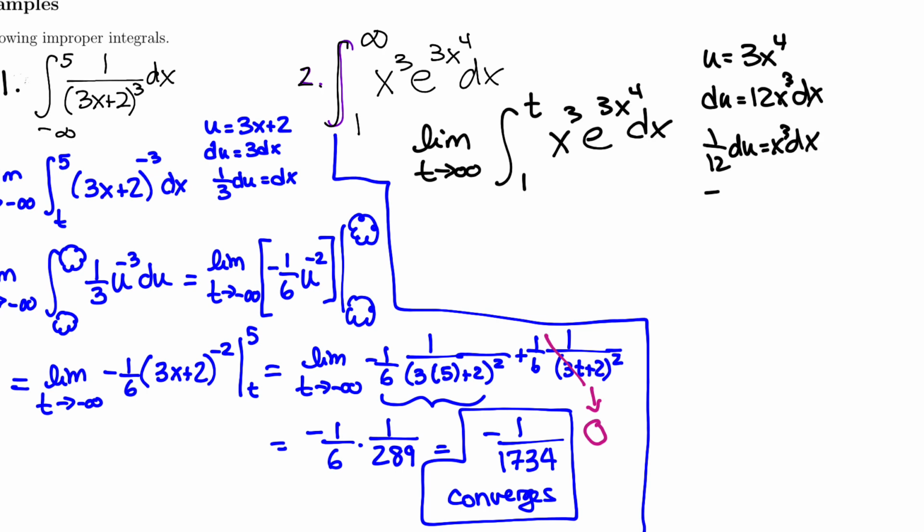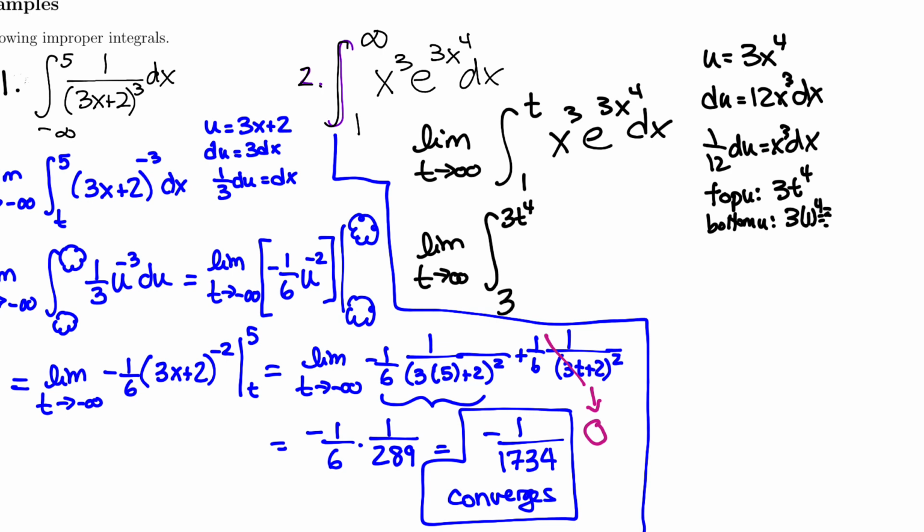I'm going to change my limits this time. My top u becomes 3t to the 4th. My bottom u becomes 3 times 1 to the 4th, which is just 3. So I'm going to change my limits this time to show you can also change your limits when you do a U substitution. You would change to 3 and 3t to the 4th, and you would have 1 over 12 e to the u du.